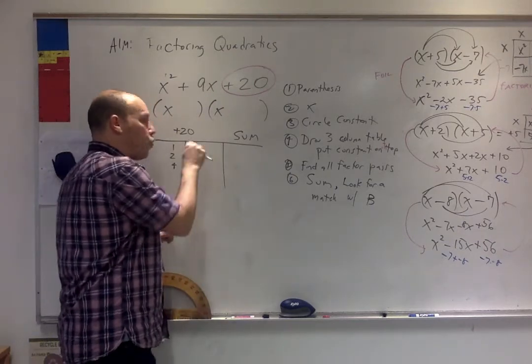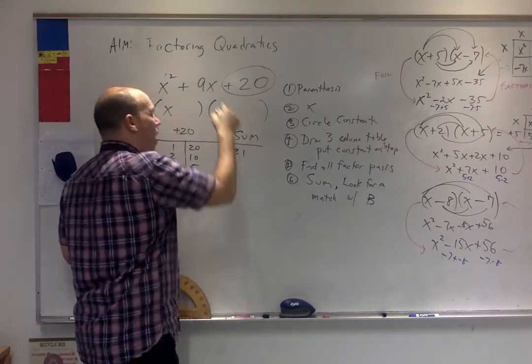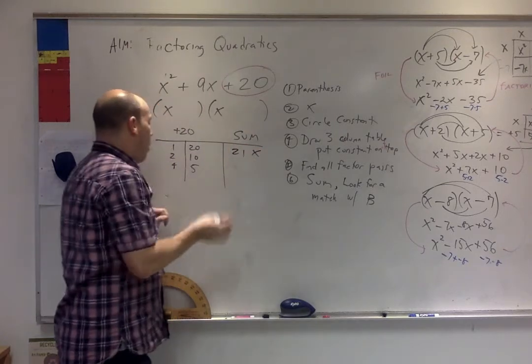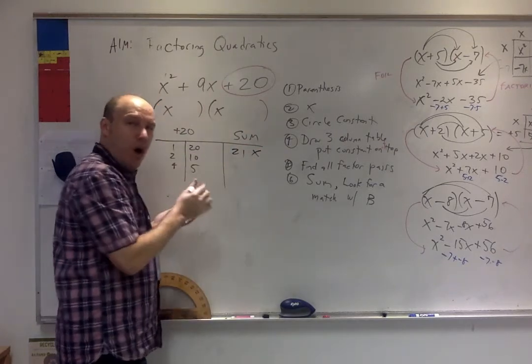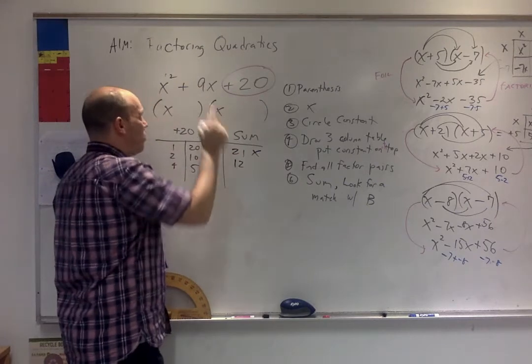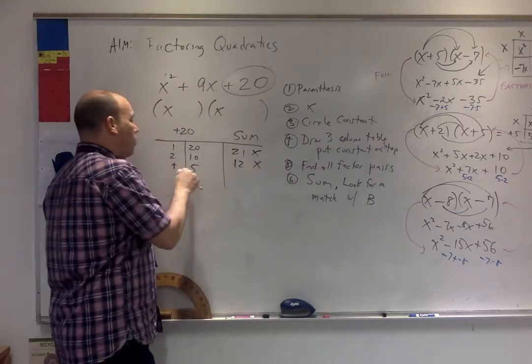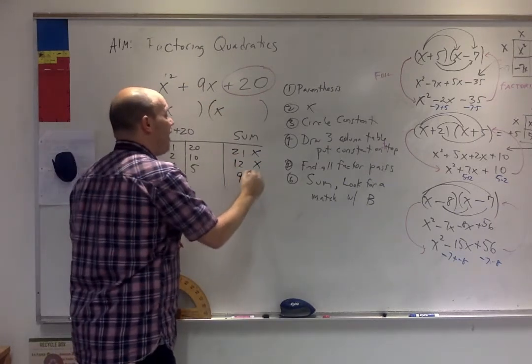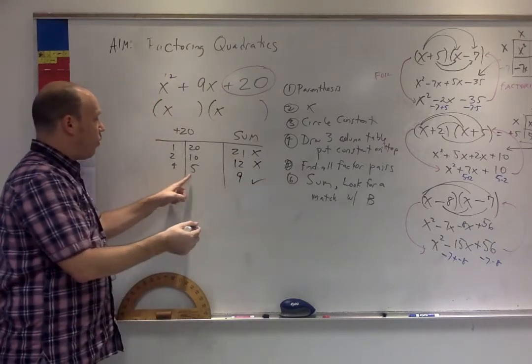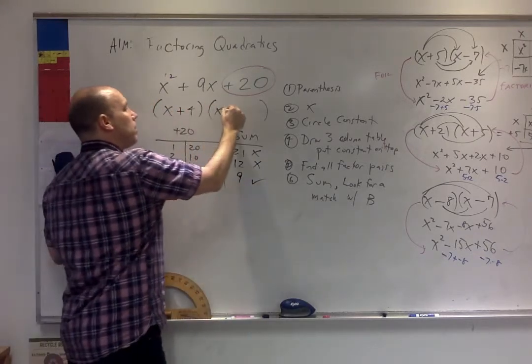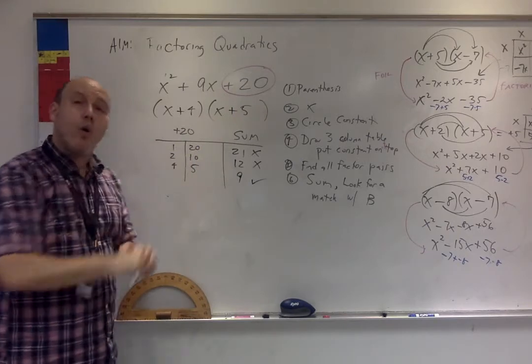What is 1 plus 20? 21. Do I have a match? No. What is 2 plus 10? 12. Do I have a match? No. 4 plus 5? That's 9. I have a match. Take your 4 and your 5, and you just factored a quadratic.